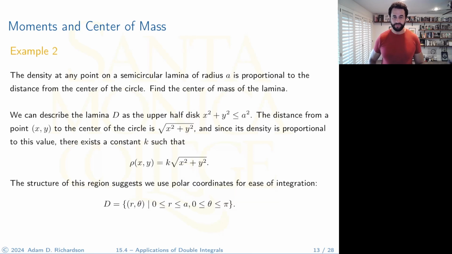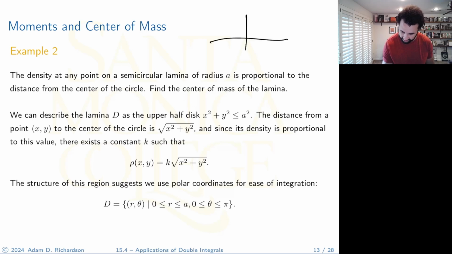All right, here we go. So we need a way to describe the disk. That's the first thing we need to do. So we can describe the lamina D as the upper half disk. Basically this is a full disk of radius a, but we're just going to take the upper half of it, right? So the distance from a point in this half disk to the center of the circle is just given by the good old distance formula, right?